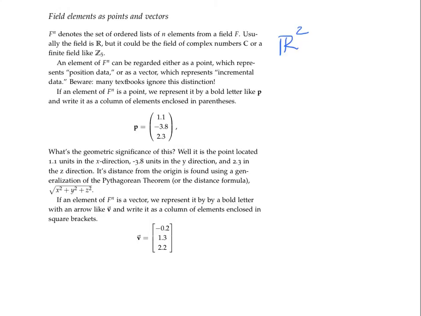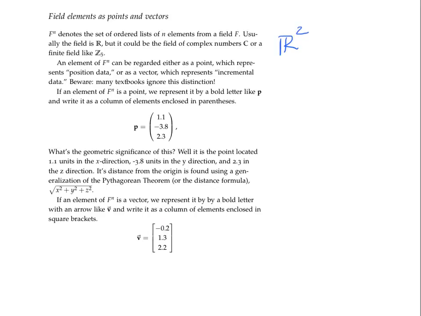When we notate vectors, now we use a bold letter. We put an arrow over it. It's so important for you guys in your work, if you're talking about a vector, to put that arrow over it. And we use square brackets. So here's a vector, [-0.2, 1.3, 2.2]. How is this different from our point?